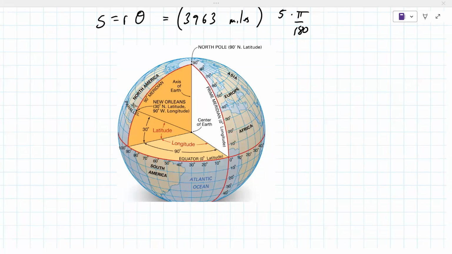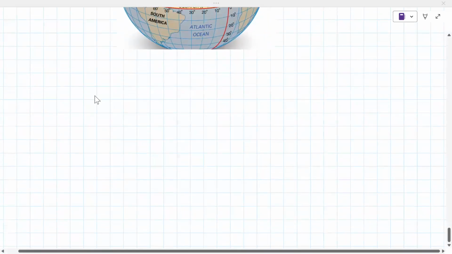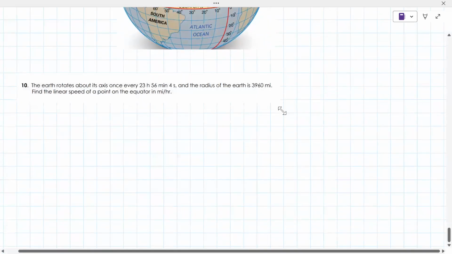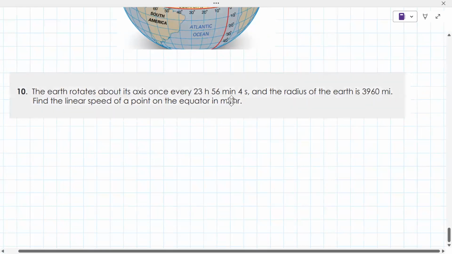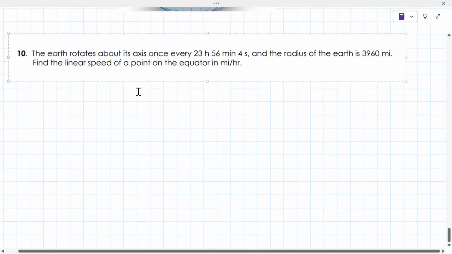Okay, let's see if we can do one more here. We're gonna go a little longer today. I actually like these questions. So, this is back to what we were doing. The Earth rotates about its axis once every 23 hours, 56 minutes, and 4 seconds. It's not exactly 24 hours. Breaks the hearts of some people. And the radius of the Earth is 3960. Find the linear speed.